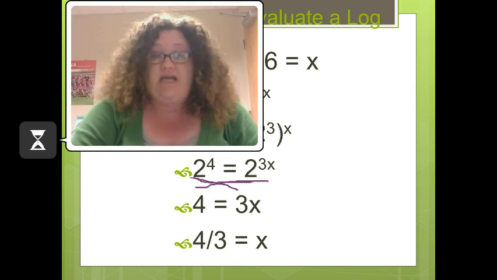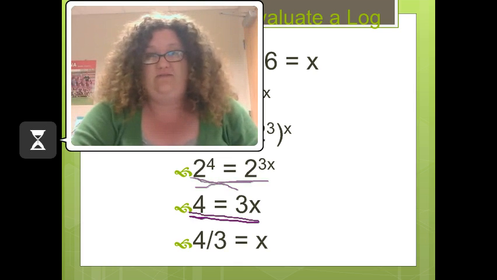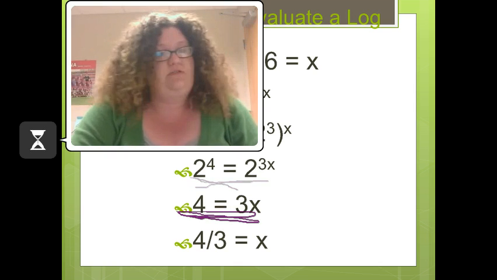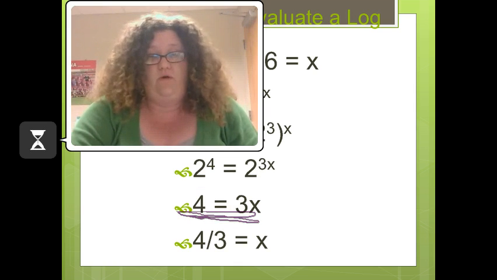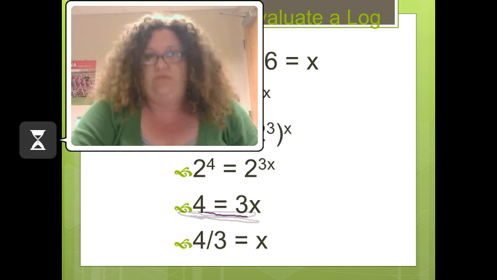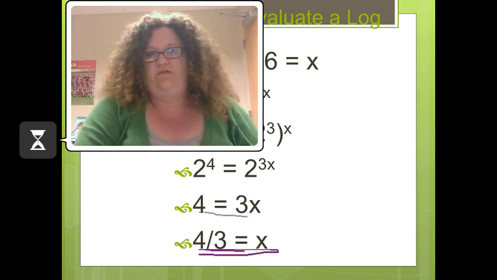Since they have the same base, there's really nothing else you can do with that. All we can do now is work with those exponents. So you take the exponents down, and you've got 4 equals 3x, and solve for x. Divide both sides by 3: 4/3 equals x. So log base 8 of 16 equals x, which equals 4/3.